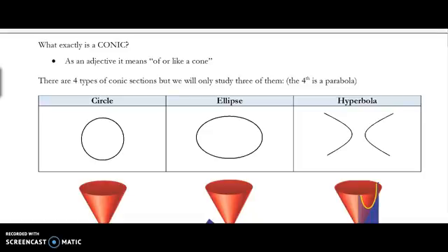This chapter is all about conics. Now, what specifically is a conic? From the dictionary, the definition, as an adjective, is: of or like a cone. There are 4 types of conics, but we're only going to study 3 of them. That 4th one is a parabola that you'll get into later.